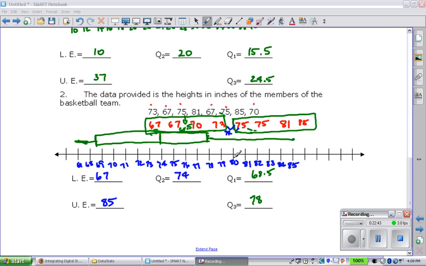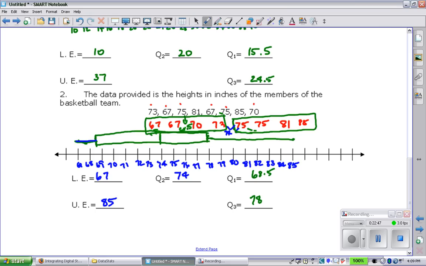So then I went ahead and put my points. Got a little sloppy down here. That should be a nice straight line. I had 67. I have my 85. I put a little vertical line on 68.5, little vertical line on 74, little vertical line on 78, connected my box, and then connected my whiskers. And there you have it.